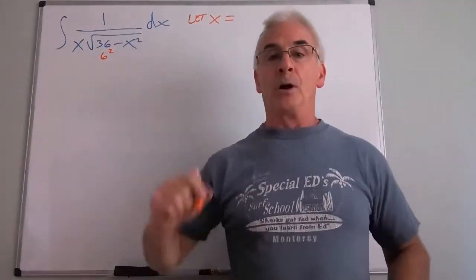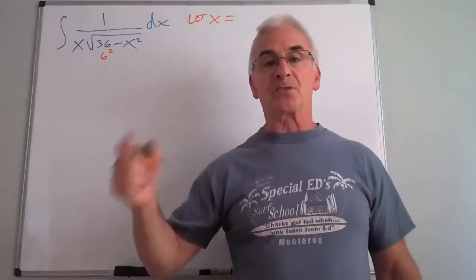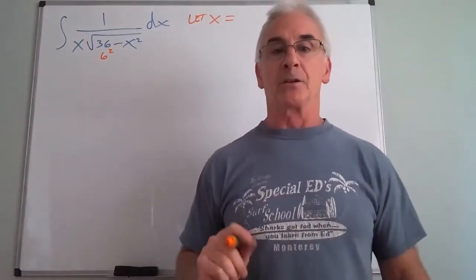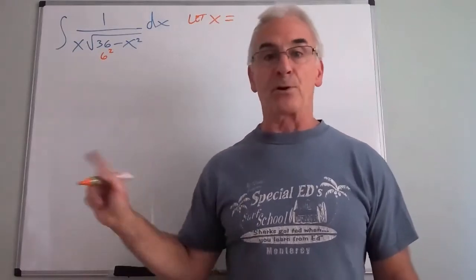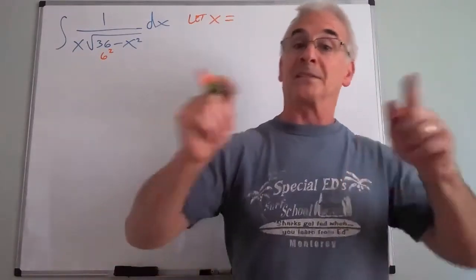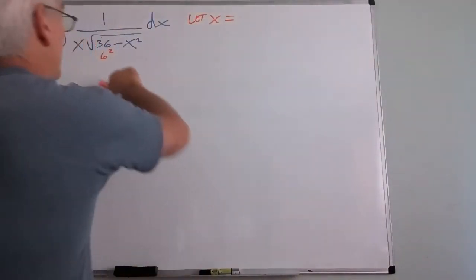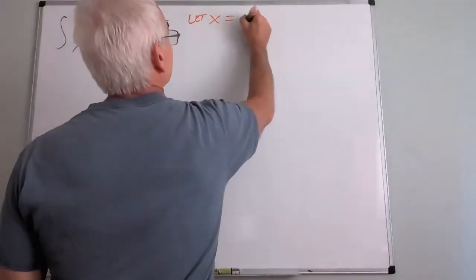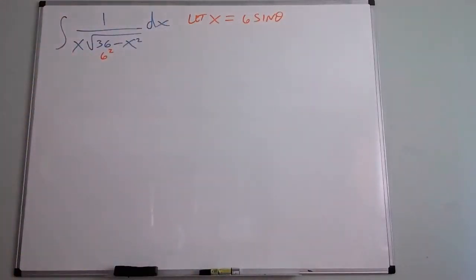And by the way, do you know that this is true in Calc 1 too? All the way through, especially when you were doing inverse trig and stuff in Calc 1. When you see a sum or difference of squares and things like that, don't see 36, see 6 squared. There is no 36 in the answer, but there will be a 6 in the answer because that's the thing that's going to show up. So I'm going to let x equal 6 sine theta. That's going to be my substitution.